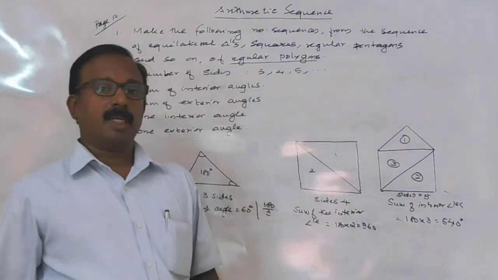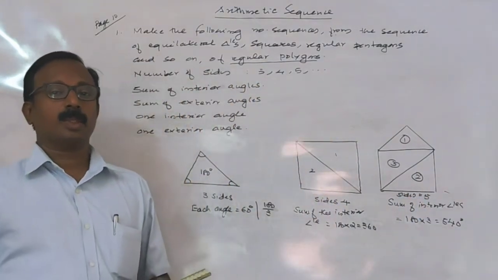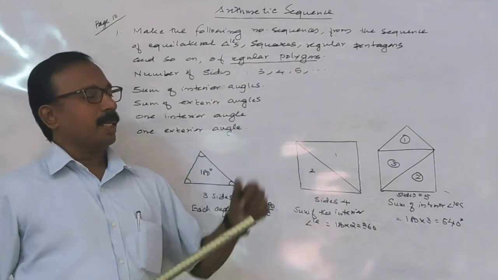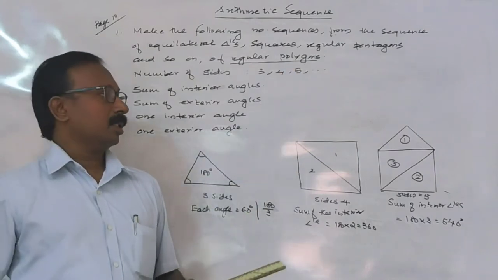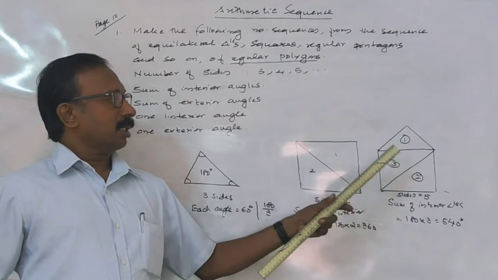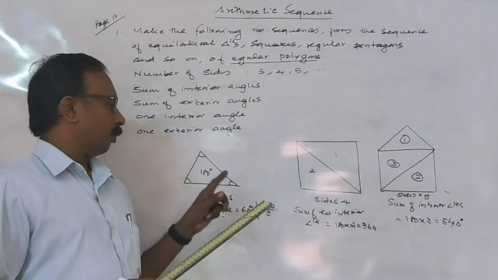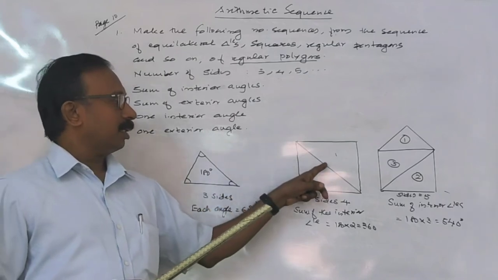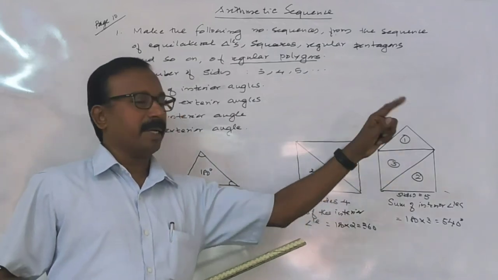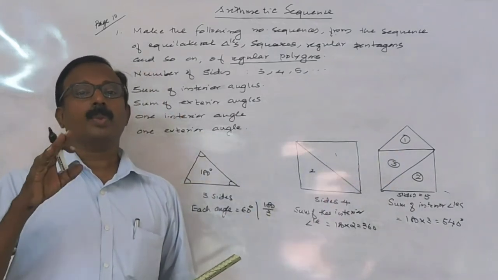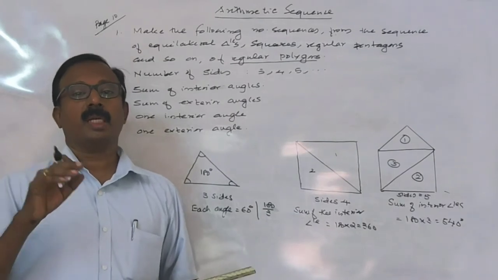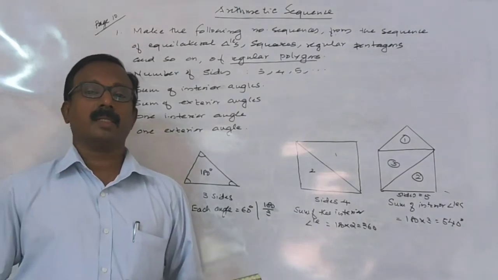For a hexagon, the sides are 6, and we get 4 triangles. You would have 1 triangle, here we get 2 triangles. Put a diagonal on the hexagon, 4 triangles. 4 into 180, that is 720. That is the sum of the interior angles, isn't it?